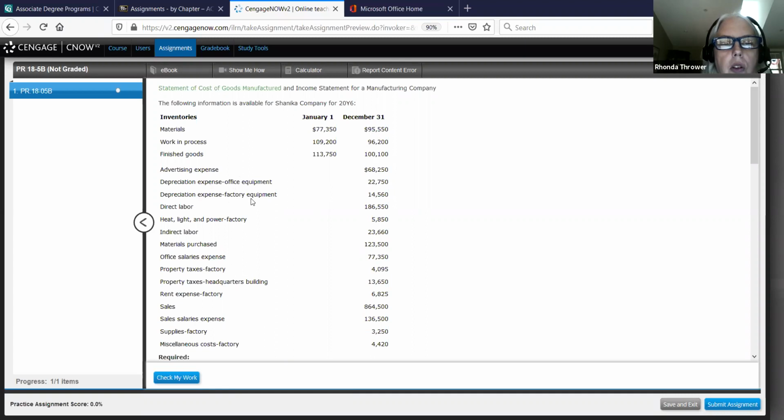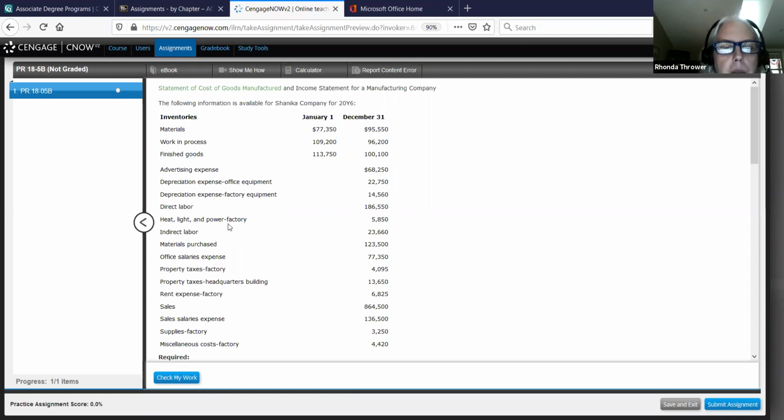Now, if it's depreciation expense of the factory equipment, that's a factory cost, and that will go on the cost of goods manufactured. The cost of goods manufactured is all the manufacturing costs for the period of time. So since factory equipment depreciation expense would be considered a factory overhead account, it would be located on the cost of goods manufactured. Your direct labor is also a product cost and would be found on the cost of goods manufactured.